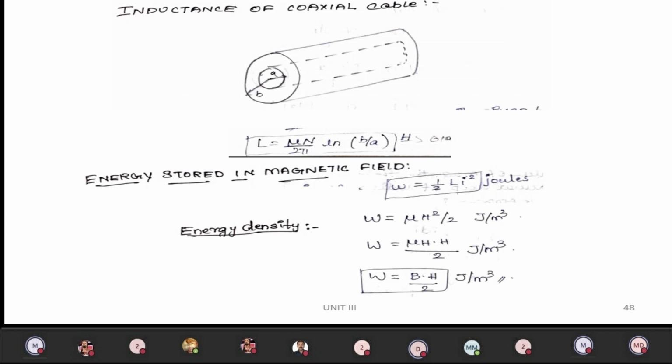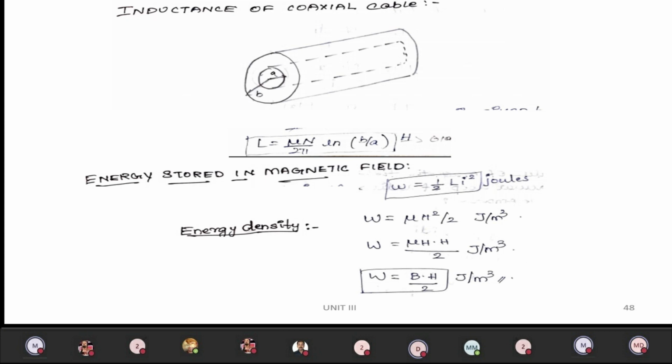Okay. Similarly, you can go for the energy stored in the magnetic field. So what is the energy stored in the magnetic field? L equals mu n by 2 pi ln of b by a for the inductance of the coil that we have. Similarly, here the energy stored in the magnetic field equals half L i square.